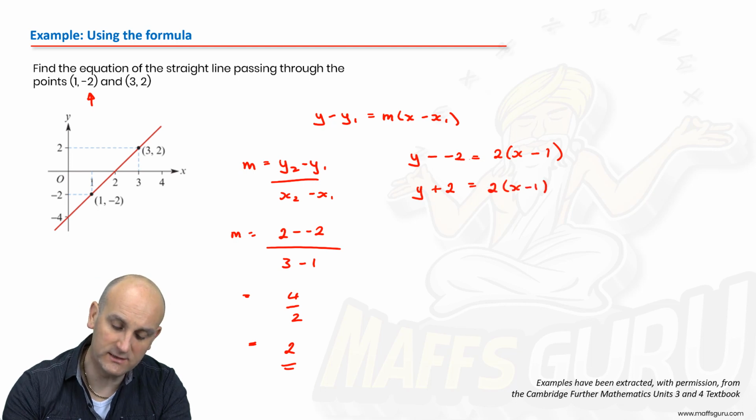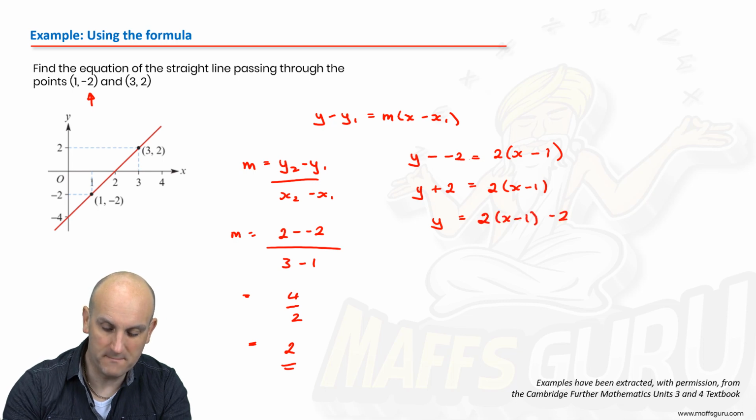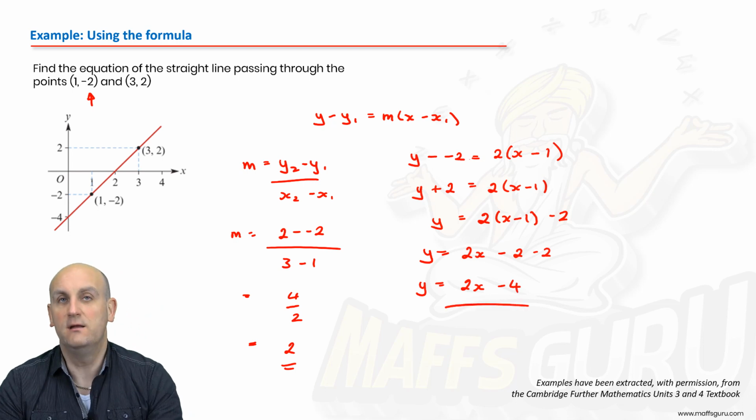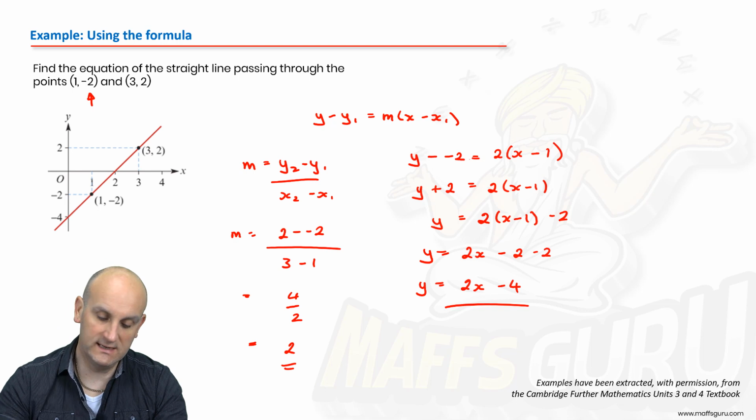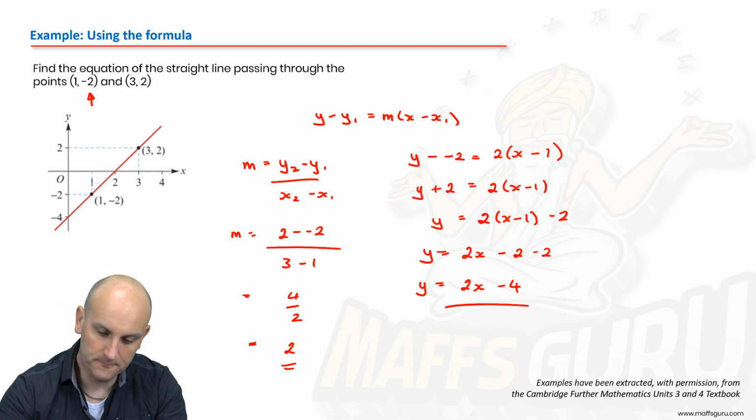I'm going to take away 2 from both sides, which gives me 2(x minus 1) minus 2. Let's multiply those out. 2x minus 2 minus 2 gives me y is equal to 2x minus 4. So there, ladies and gentlemen, is using that first coordinate. Let's see what happens if I use the second coordinate.